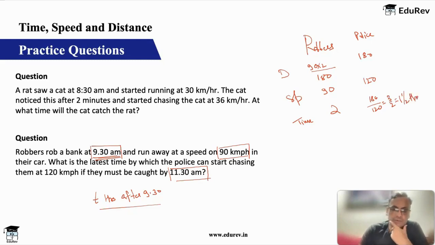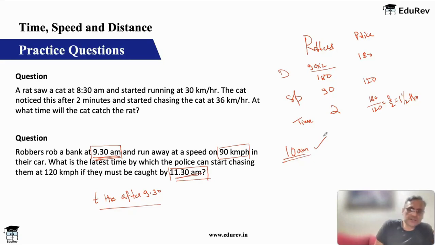Hence, if they have to catch them at 11:30, they need only 1.5 hours. That means they should start chasing by 10 am. That's good enough because in 1.5 hours, at a speed of 120, they will cover 180. Robbers also in 2 hours will do 180. So 10 o'clock is the latest time by when police can start chasing them. Very simple. This is without using the concept of relative speed.